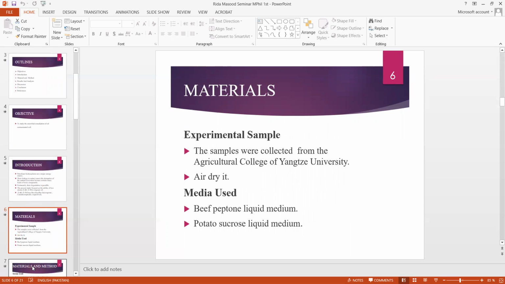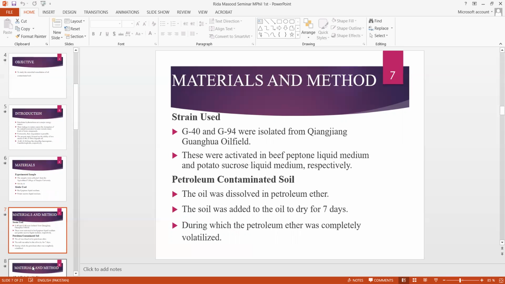Now the materials include experimental samples which were collected from the Agriculture College of Yonsei University. Air was used to dry the samples, and the media used in the process are beef peptone liquid medium and potato sucrose liquid medium. Because both strains were obtained from fungal species, these media were used.